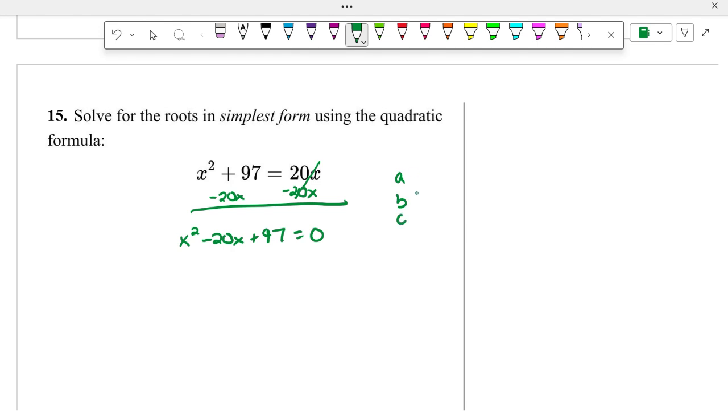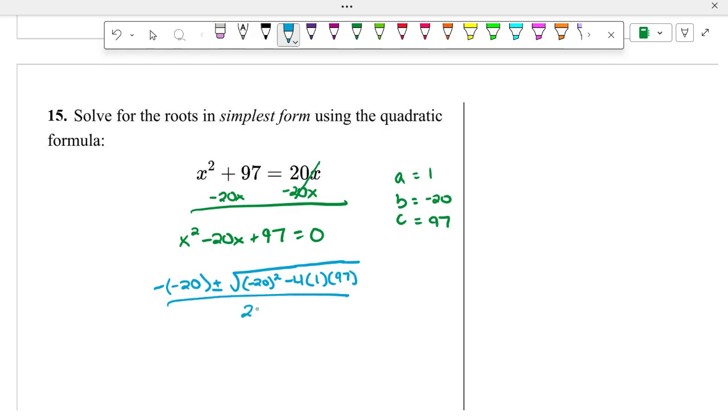So a, b, and c. a is 1, b is negative 20, c is 97. Plug it into the quadratic formula, I get negative times the negative 20 plus or minus the square root of negative 20 squared minus 4 times 1 times 97, all over 2 times.